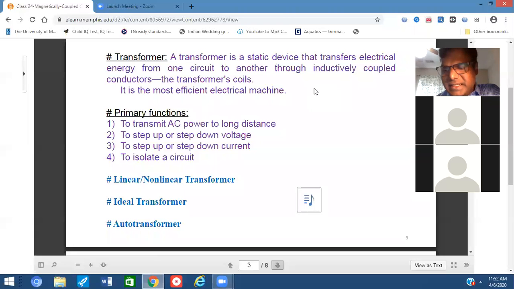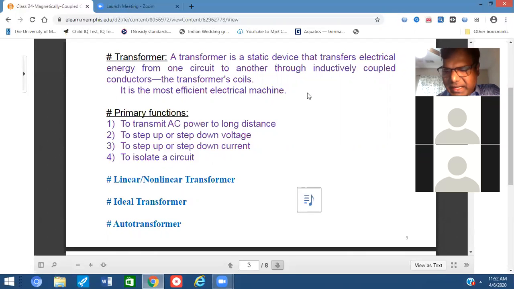And it's a static device. Static means there are no rotating parts. It is not like a motor or generator or other rotating device. It is a fully static, standing still device. It just transfers power from one circuit to the other.